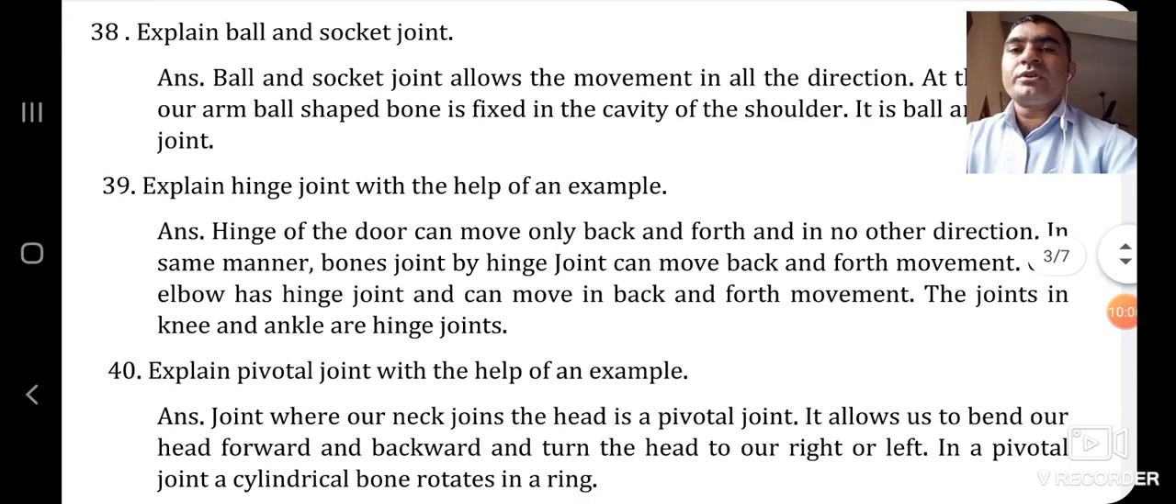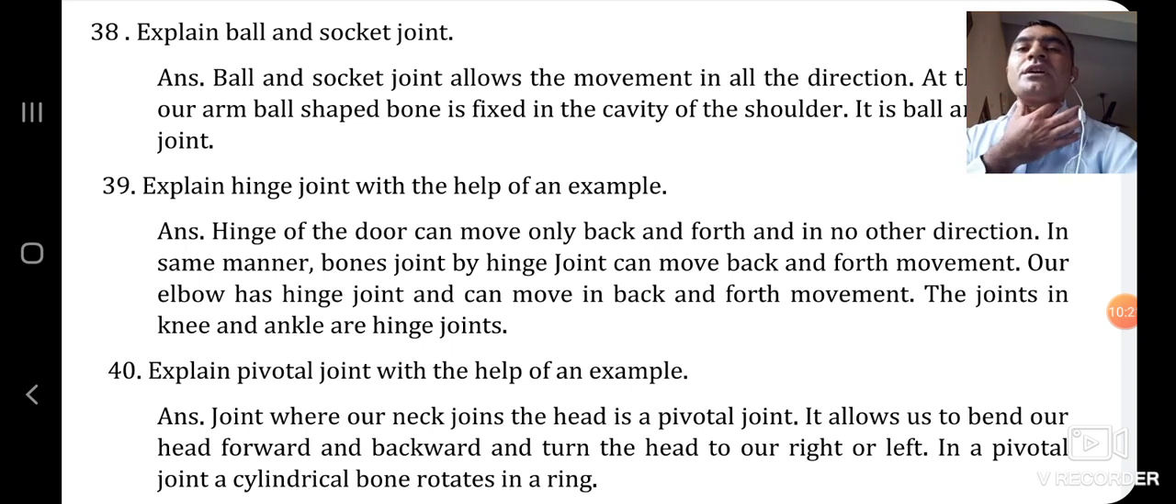And the next question we have is, explain pivotal joint with the help of an example. The joint where our neck joins, see, here, this is a pivotal joint, right? It allows us to bend the head up and down, and turn right and left, right? In a pivotal joint, a cylindrical bone rotates in a ring. In our head there is a ring and our neck is cylindrical type. It is fixed in a ring.